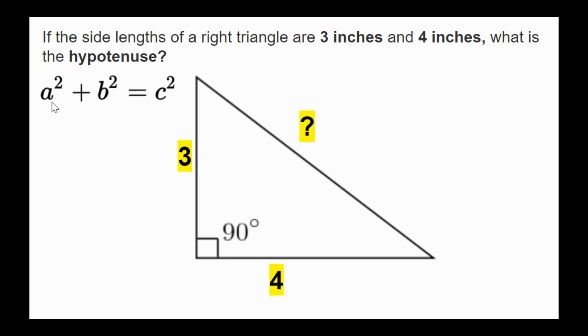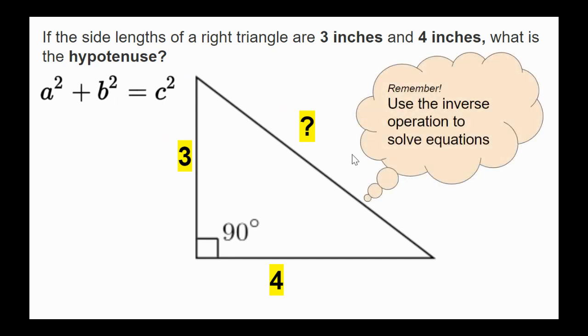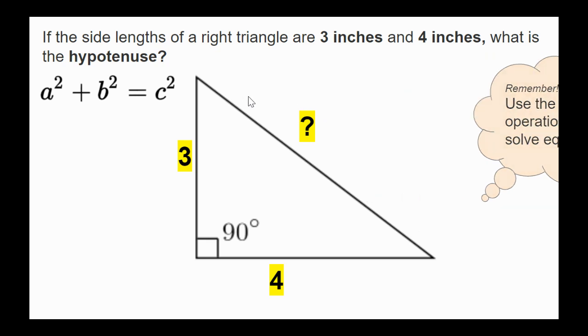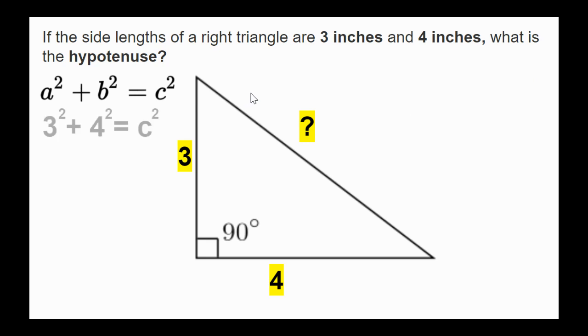So plugging in A and B, and we're going to leave C alone because we need to figure out what C is. Remember, use the inverse operations to solve equations. That's going to come up later when we do square roots to undo our C squared. But we'll see how this plays out. So plug in your numbers for the variables. We have 3 squared plus 4 squared equals C squared because we plugged in our numbers.